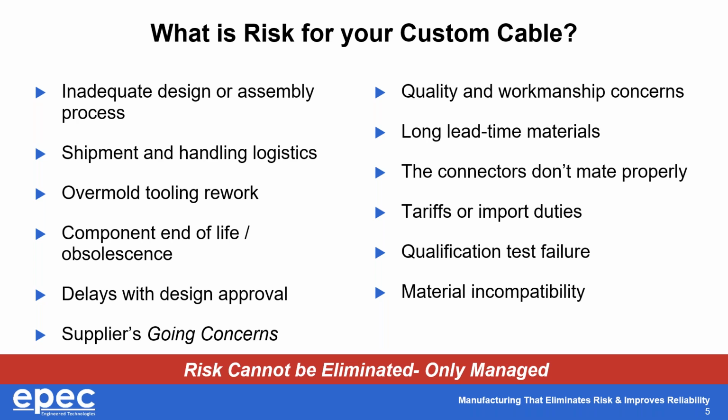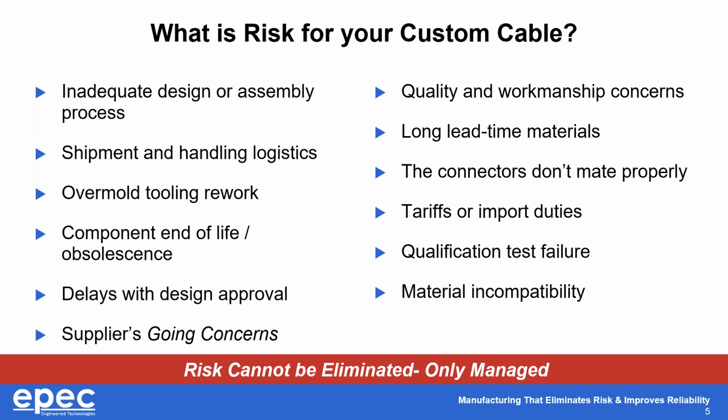There's a lot of things that can happen in manufacturing, and this list certainly is not everything. But it can be anything from some type of inadequate design or an assembly step. There could be some type of challenges with the shipment or handling of your cable. It could be something as simple as a modification or rework to a tool that you're using in the build. Risk is also the impact of end of life or component obsolescence. Any types of delays or issues with your design approval also will manifest themselves as risk for your project.